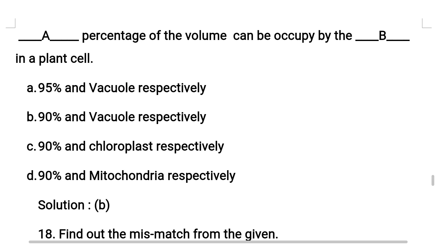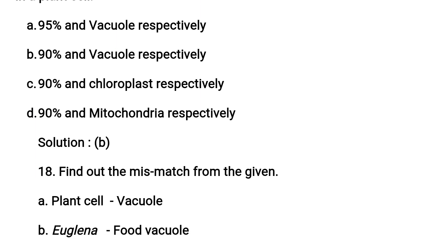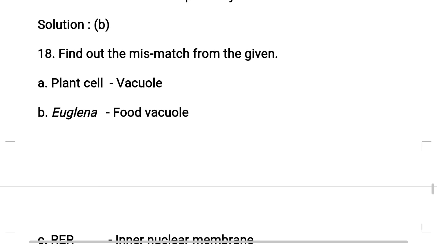So the correct answer for this question is option B, 90% and vacuole respectively. By fulfilling this option B, I will read the statement once again. 90% of volume can be occupied by the vacuole in the plant cell. Understand? So hope you understood the explanation. Now moving to 18th question.